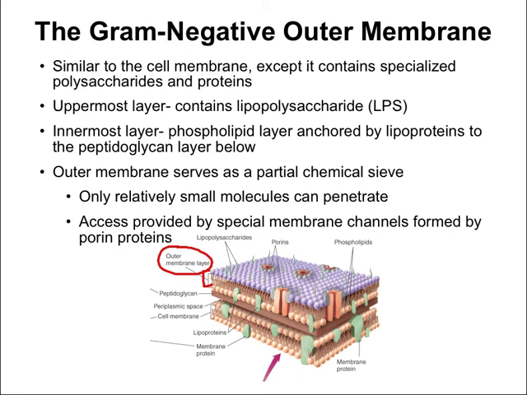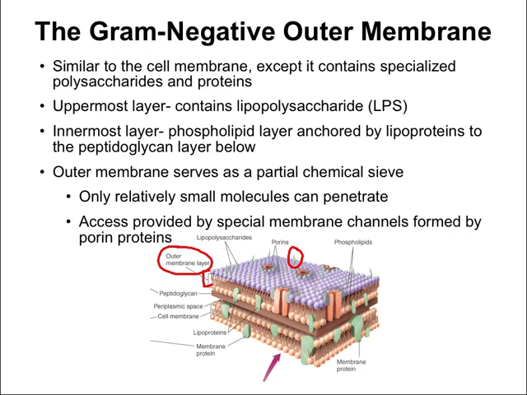So the patient in this case goes into shock and fever because of interactions that the lipid portion on this outer cell membrane has with the human body. The polysaccharide portion is composed of chains that extend off of the cell surface. You can see those in green here. The innermost layer, or the phospholipid layer, is anchored by lipoproteins to the peptidoglycan layer below, so it's in tight association.